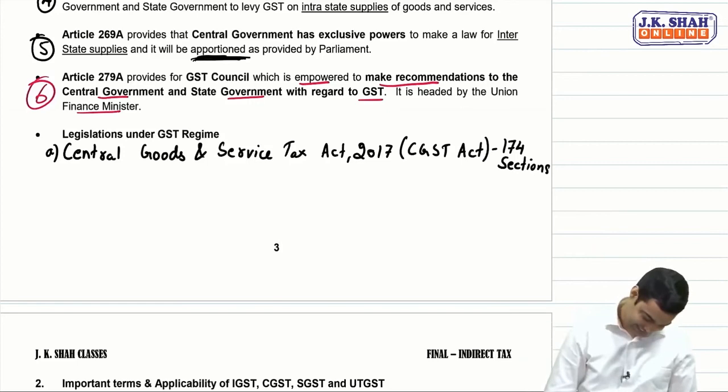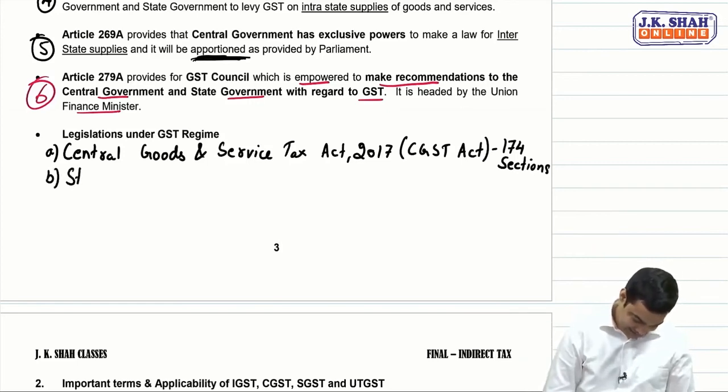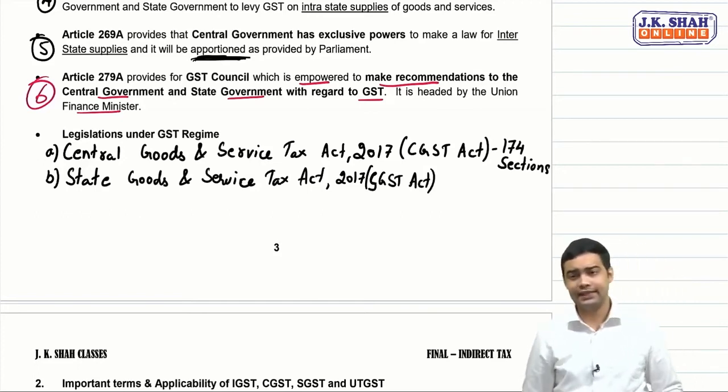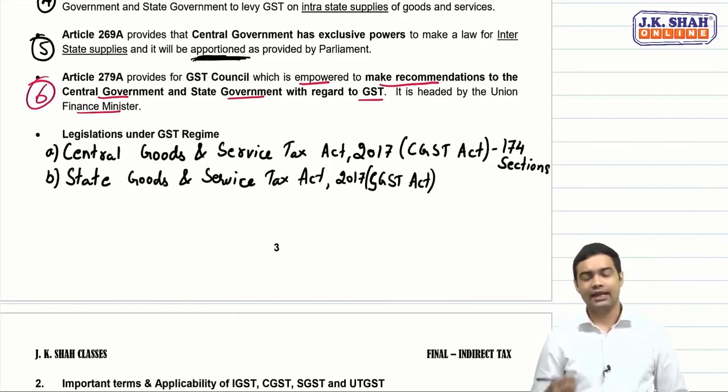Then B, State Goods and Service Tax Act 2017. Within bracket, you can write SGST Act. This will also contain 174 sections. It is a replica of CGST Act.